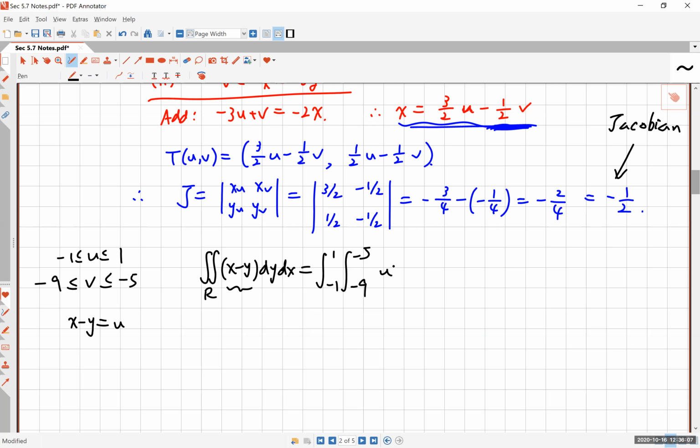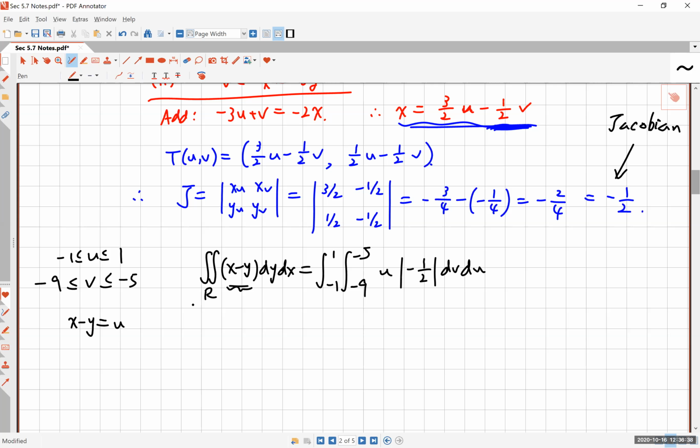You know how it is. Some words in one language are much simpler in another language, if you go to another country. So in the world of xy, this function was called x minus y. In the world of u and v, that same function is translated as u, okay? And then instead of dy dx, remember you have to have the absolute value of the Jacobian, which is -1/2. The absolute value of that, and then you do dv du.